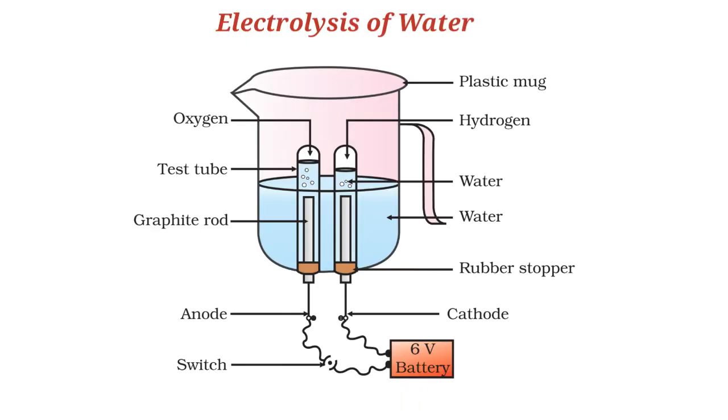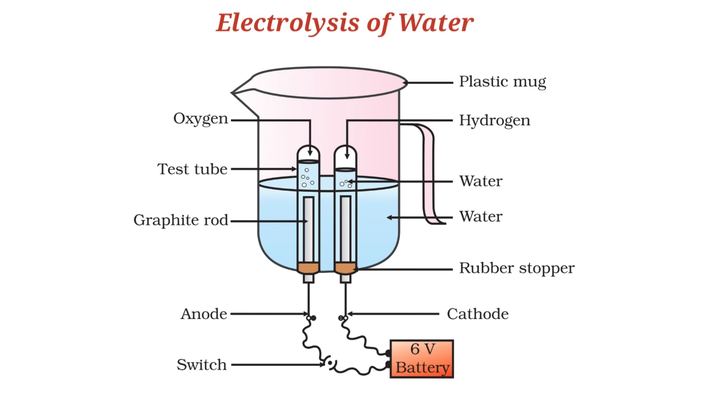This is the apparatus used for electrolysis of water. You can see two graphite electrodes are inserted in the mug and are connected to the 6-volt battery. The electrode which is connected to the positive terminal of the battery is called anode, and that which is connected to the negative terminal of the battery is known as cathode.